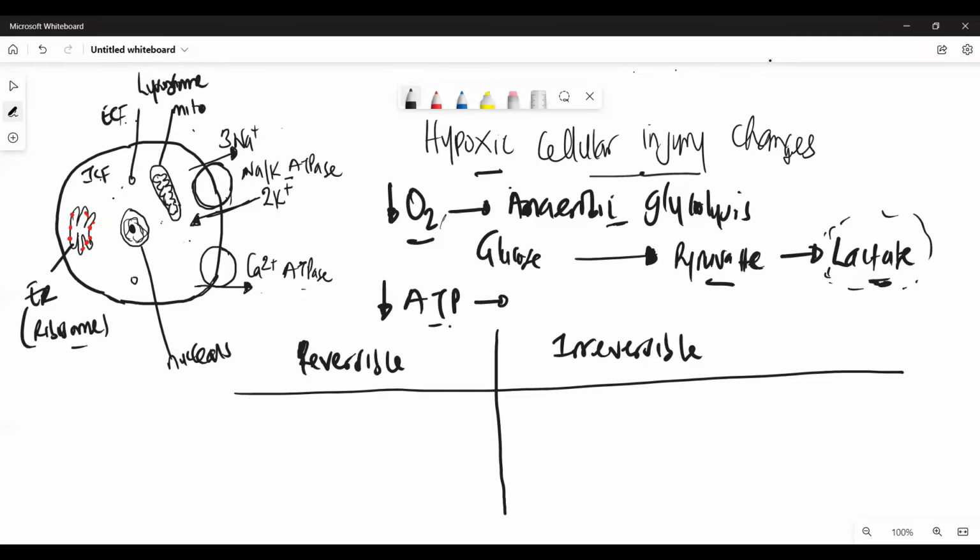That will lead to impairment of the sodium potassium ATPase. Because remember, when you see the word ATPase, it means that pump uses ATP. So if there's no ATP, that pump is going to stop working. Can somebody tell us a drug that normally inhibits this pump, especially in the cardiac system?